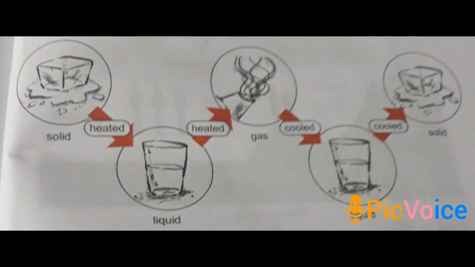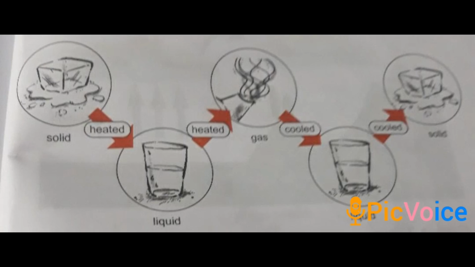All these changes are also found in the water cycle. In the water cycle, ice or snow changes into water on melting and then evaporates to form water vapors due to the heat of the sun. Clouds are formed when water vapors condense on cool dust particles higher up in the atmosphere. Water keeps on changing its state during the entire water cycle.